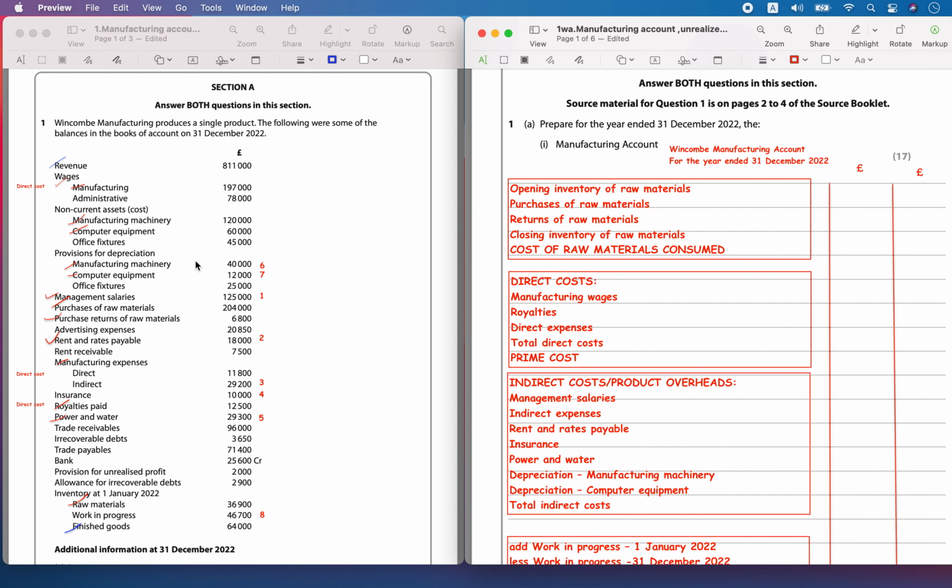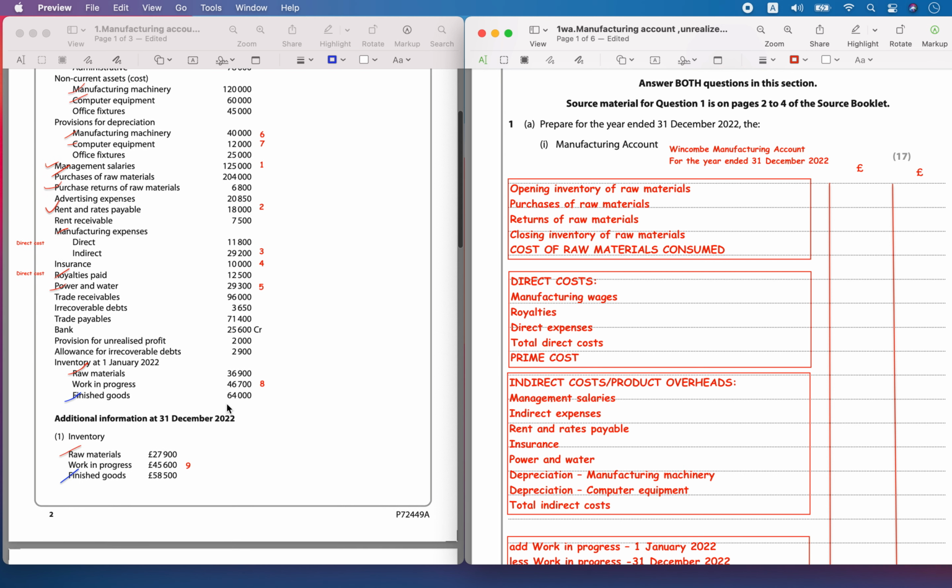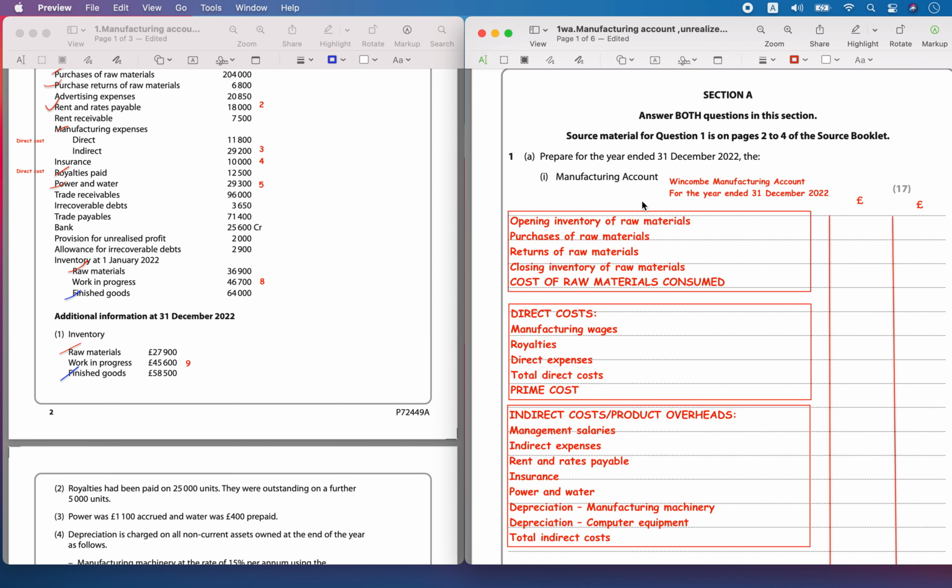Hello, today we are solving Jan 2023 paper question number 1. Wincombe Manufacturing produces a single product. The following were some of the balances in the books of accounts on 31st December 2022.